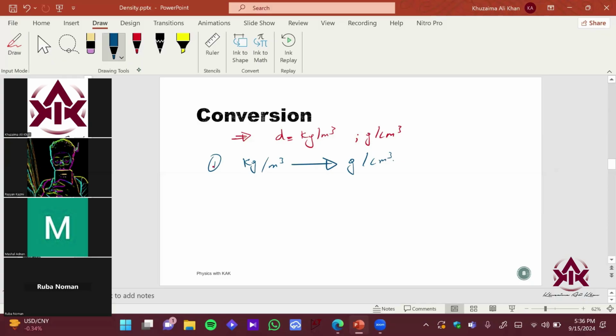Let's imagine that we have the relation that lead is heavier than wood. 1 gram per centimeter cube makes it equal to 1000 kilogram per meter cube, right? We're going to derive basically that lead is heavier than wood.